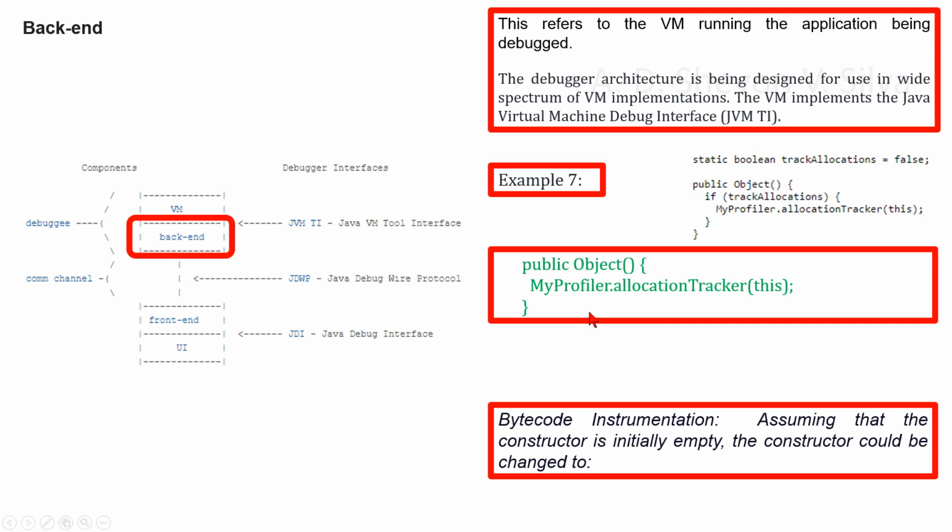A refinement of this would be to delay invoking the tracking method until a safe time. For example, trackAllocations could be set in the handler for the VMInit event. The SetNativeMethodPrefix function allows native methods to be instrumented by use of wrapper methods.